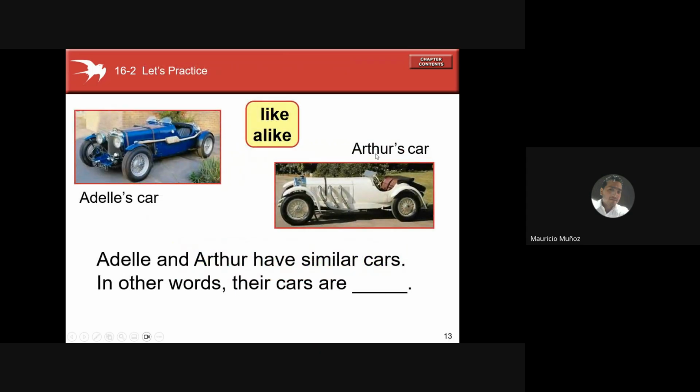Okay, so let's compare two cars. The first thing we notice, they are sport cars. They're old-fashioned sport cars. Pretty old, but they are quite expensive, both cars are expensive, right? So we have Adele's car and Arthur's car. So we can compare. We said Adele and Arthur have similar cars. In other words, the cars are alike. Alike. Good. Let's continue.